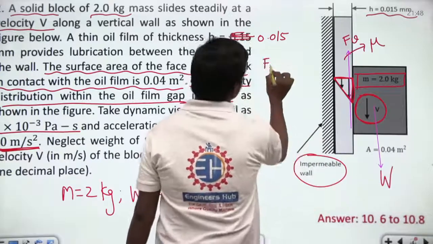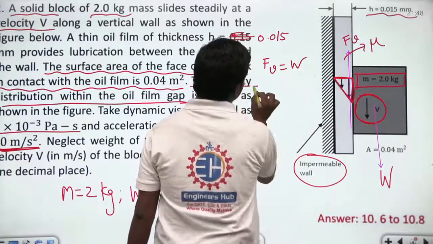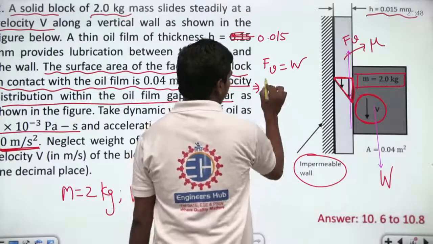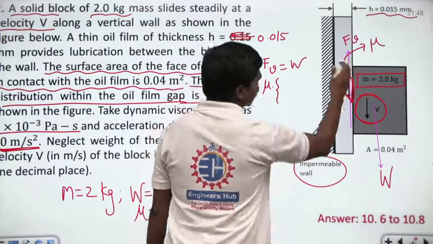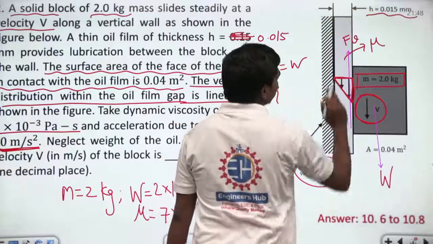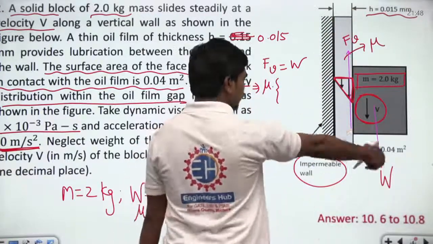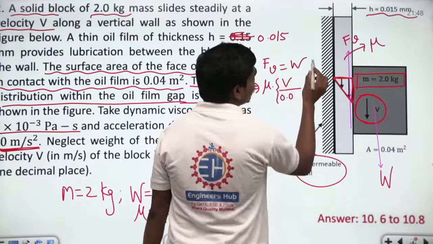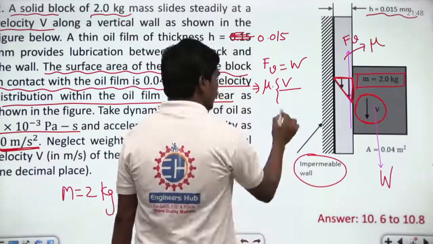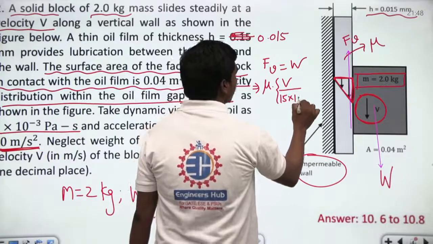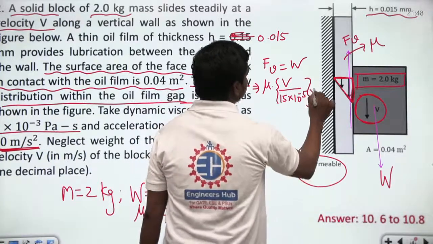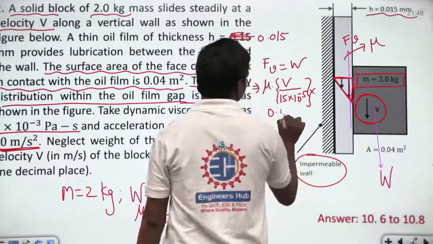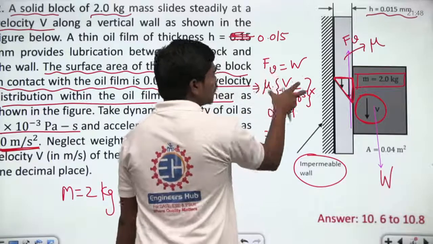So the viscous force should be equal to W, and viscous force is shear stress into area in contact, where tau is mu times du by dy. It's a linear velocity profile, and the gap is given as 0.015 mm. So the terminal velocity V divided by the gap 0.015 mm, which can be written as 15 into 10 power minus 5 in meters, times mu, du by dy, into the area, which is 0.04 meters square. This should be equal to mu into the velocity gradient.